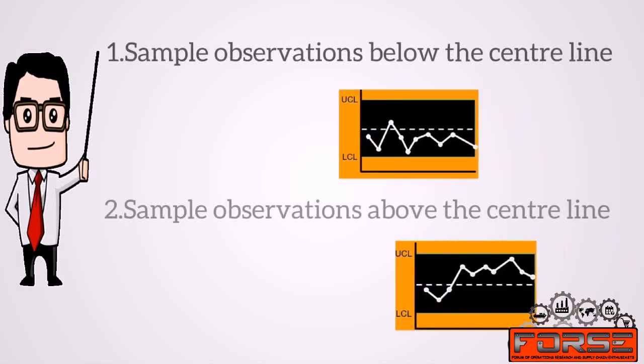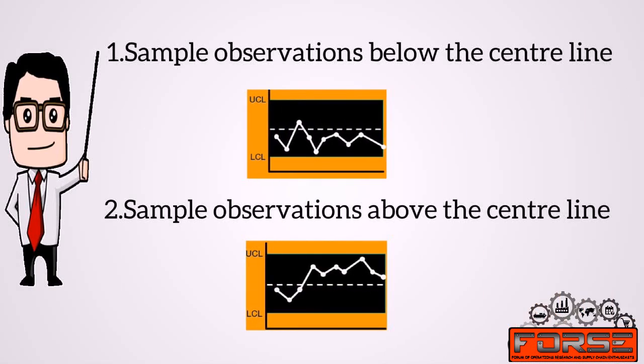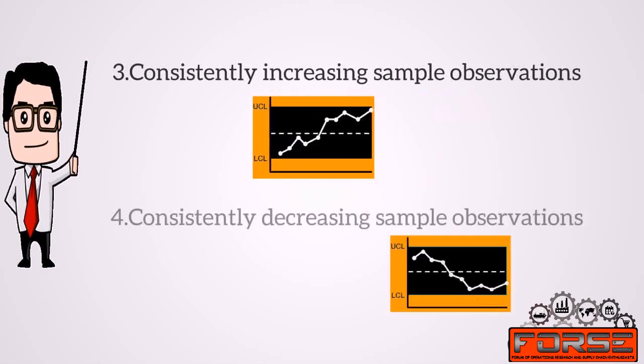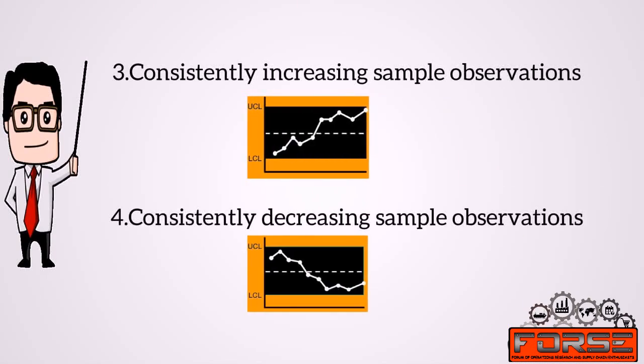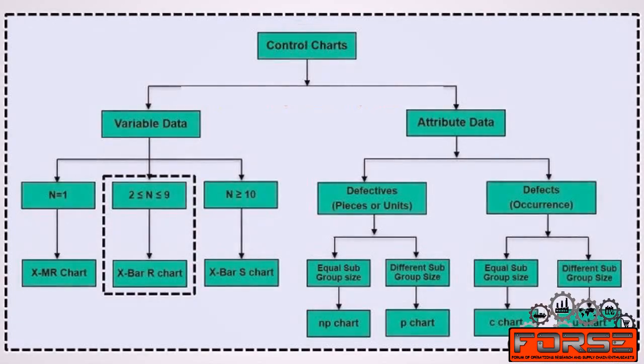The following two figures show that the process is off-centered. The first one shows sample observations mostly concentrated towards LCL, and the second one, near UCL. The next two figures indicate that the process is presently within control, but the current trend will make it exceed the control limits.